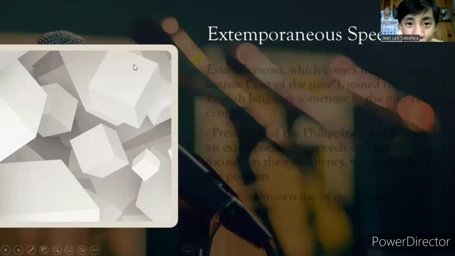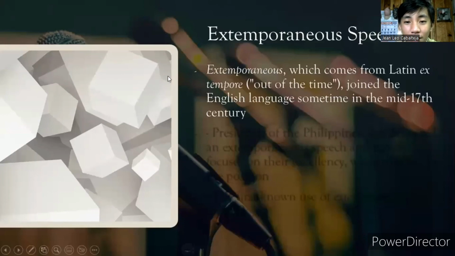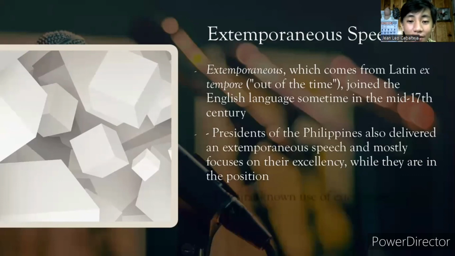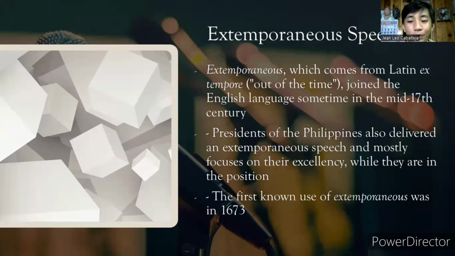Additional info for the extemporaneous speech. Extemporaneous, which comes from the Latin extempore, which means out of time, joined the English language sometime in the mid 17th century. Presidents of the Philippines also delivered extemporaneous speeches, mostly focusing on their excellency while they are in the position of president. And the first known use of extemporaneous was in 1673.